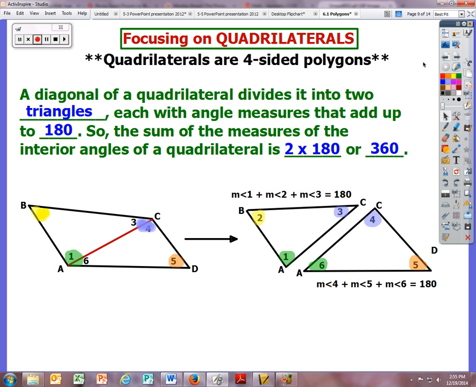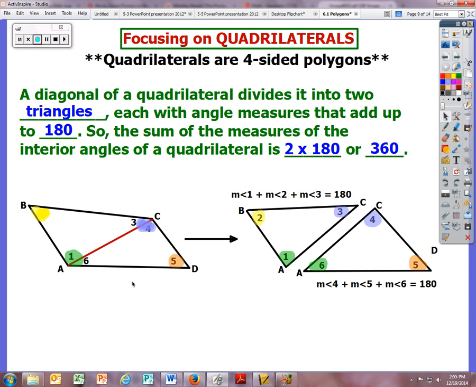Alright, now let's really zone in on quadrilaterals for a minute. Remember, these are our 4-sided polygons. Quadrilaterals are very interesting in the fact that a diagonal of the quadrilateral divides it into 2 triangles. So notice the red diagonal drawn in. I split that quadrilateral into 2 triangles. Notice all of the angle measures in the triangles add up to 180.